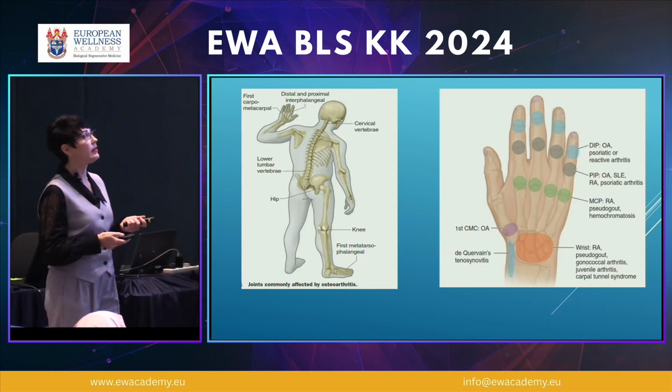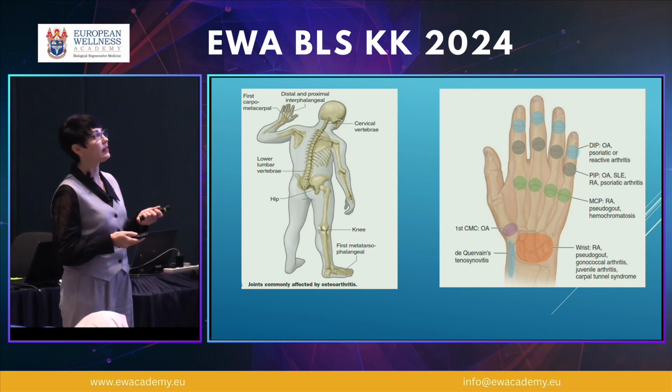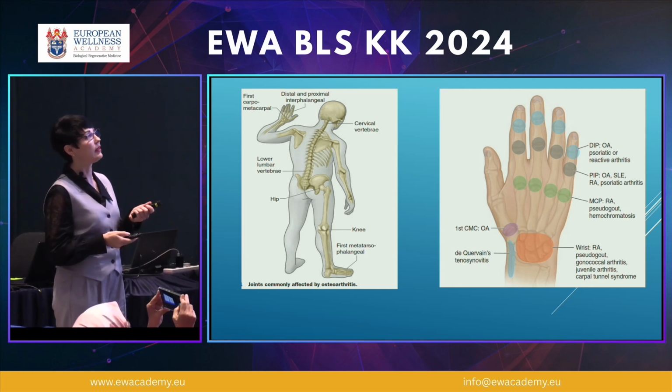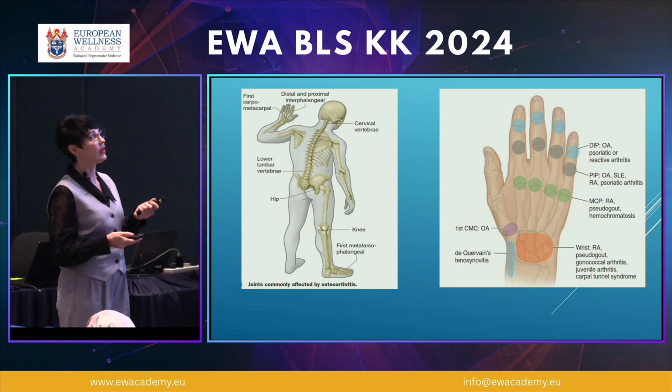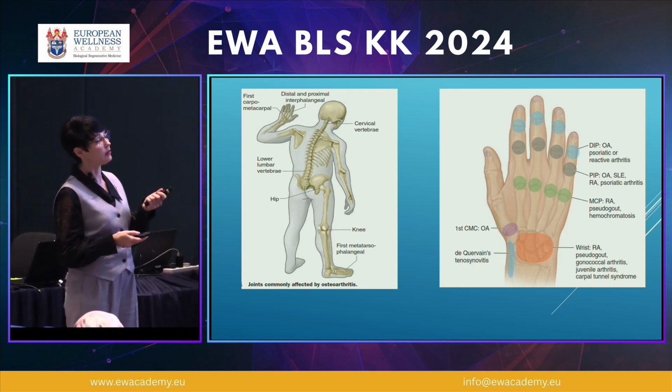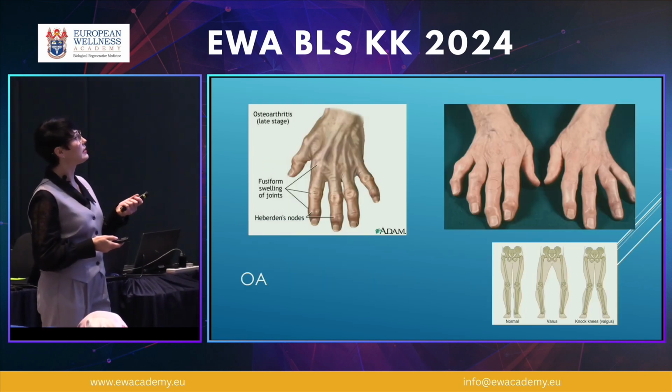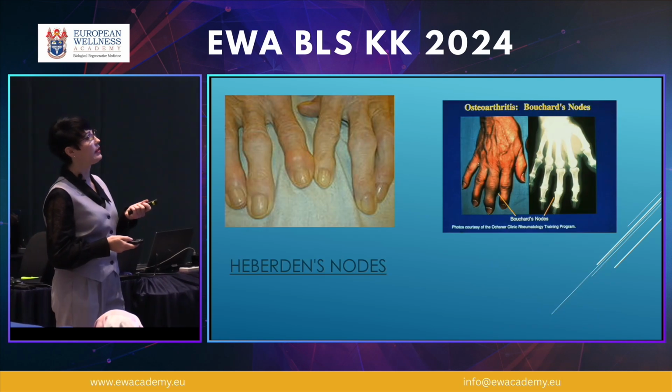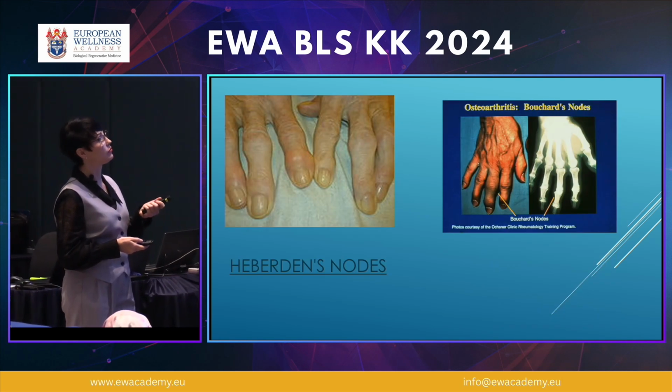That is why the first thing that is very important is diagnostics. The typical localization of joint affection for rheumatoid arthritis is the carpometacarpal joints and proximal interphalangeal joints, while for osteoarthritis the distal joints are typically affected. And these are the typical Heberden nodes, typical only for osteoarthritis, and Bouchard nodes.